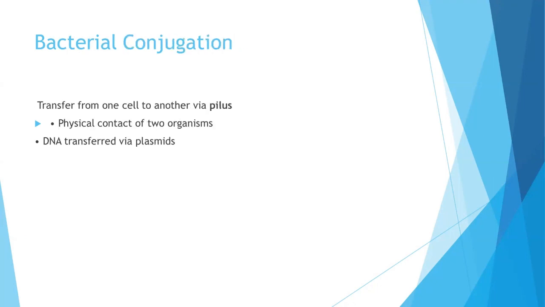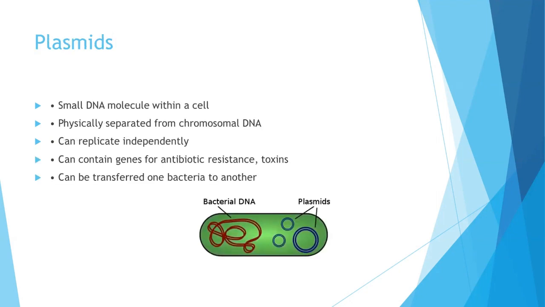Bacterial conjugation is when there is transfer from one bacterial cell to another via the pilus. It is through physical contact between the two organisms, and DNA is transferred via plasmids. Now, a plasmid is a small DNA molecule within a cell, which is physically separated from the chromosomal DNA, and it can replicate independently. Plasmids can contain genes for antibiotic resistance and toxins, and they can be transferred from one bacterium to another.